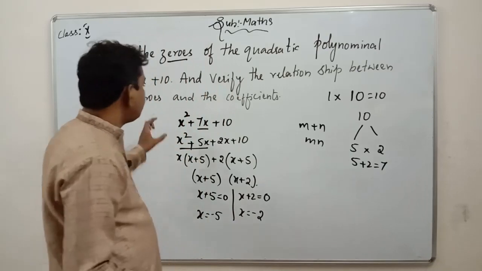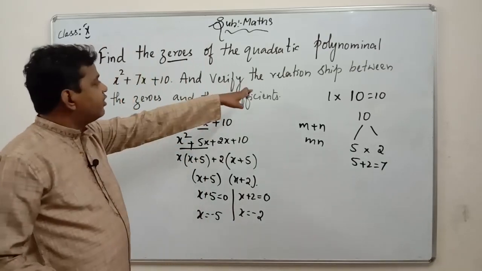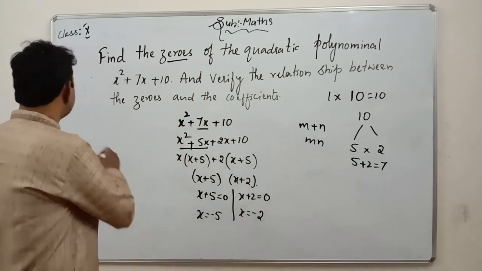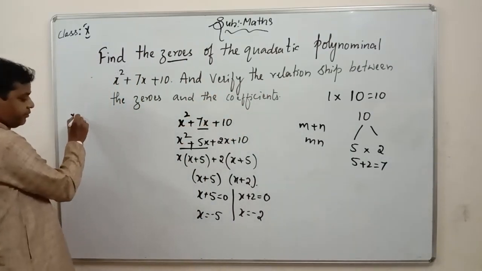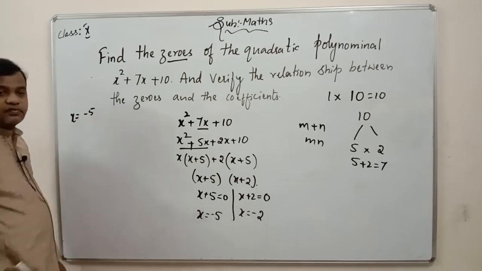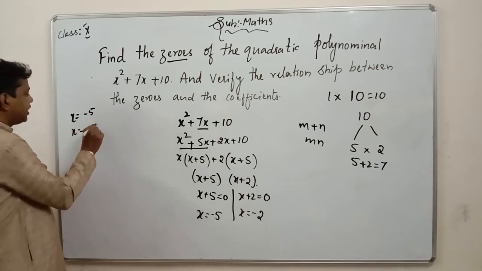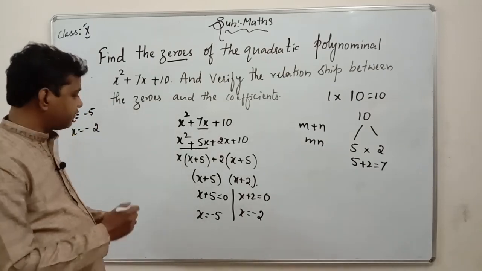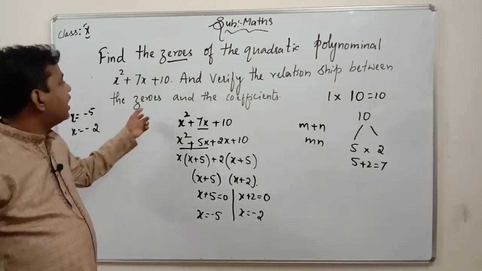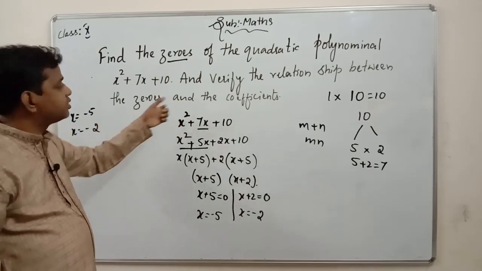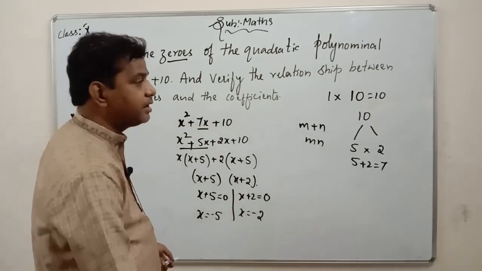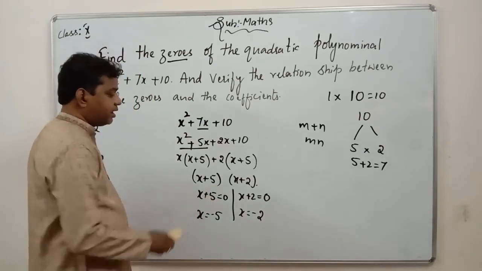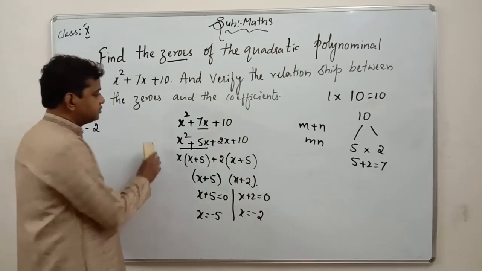Now, what it is asking us is to verify the relationship between the zeros and the coefficients. So we got x equals minus 5 and also x equals minus 2. By taking these two zeros of the polynomial, we have to verify the relationship between zeros and the coefficients. Let us see how we will find the relationship. Okay, now see here.